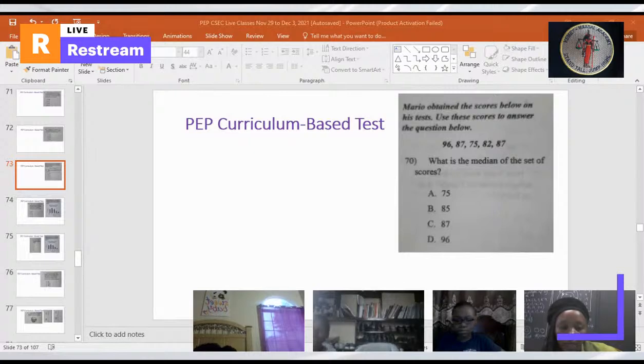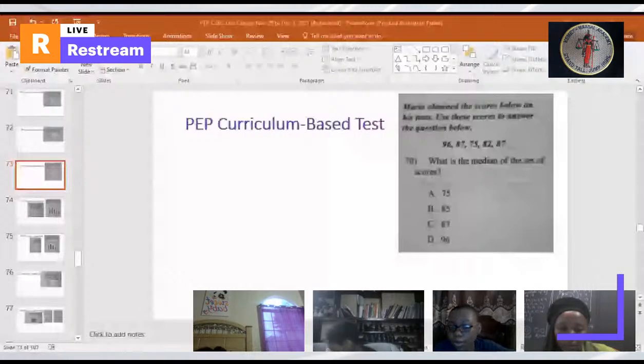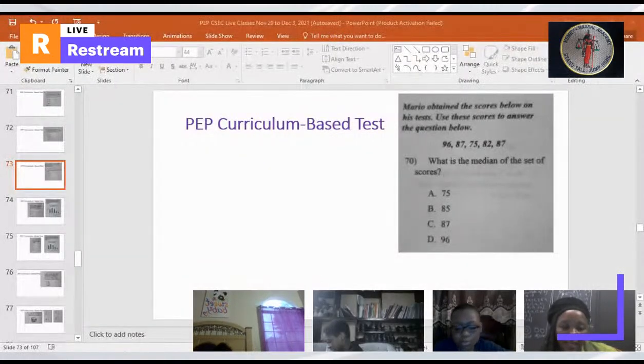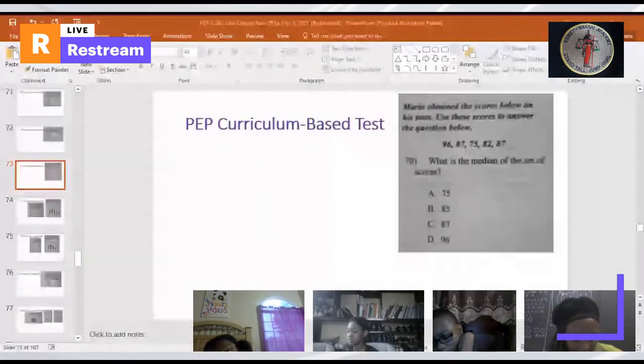Antoine, explain how you got 75. Miss, since the median is the middle number, 75 is in the middle. That's how I got my answer. All right, Madison, explain to Antoine why that is.